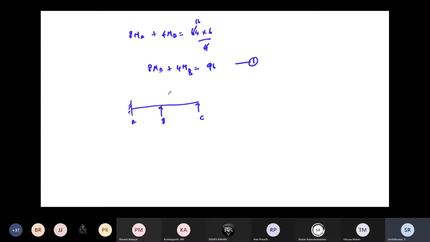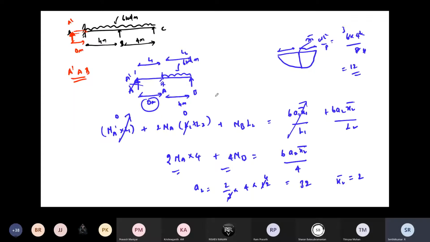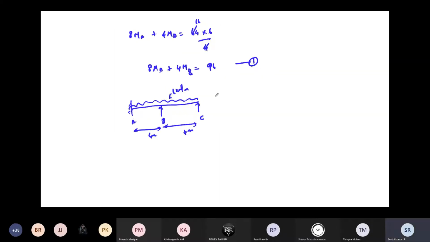ABC, right? ABC. This will again be 4 meters, 4 meters. So fully you are having 6 kilonewton per meter. Now I just want to find out what my ABC is again with this equation. How will I find it out?